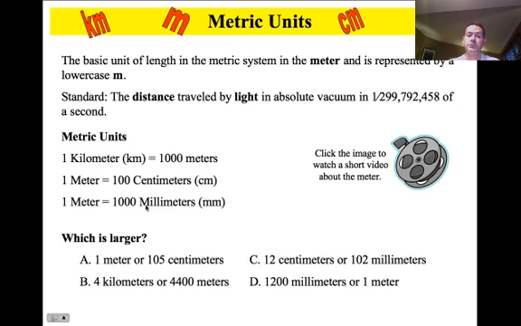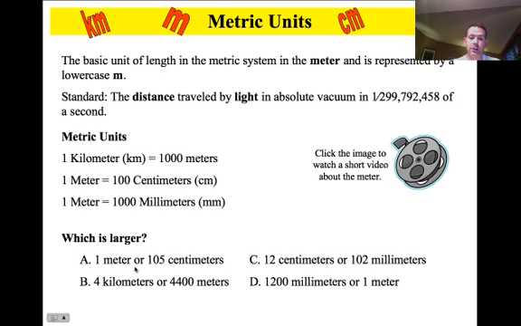So, answer these 4 questions down here, A, B, C, and D. Which one is larger? Use this stuff up here, see if you can figure it out. Pause the video. Great. Are you back? All right.